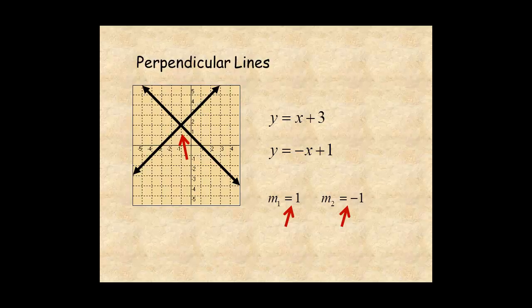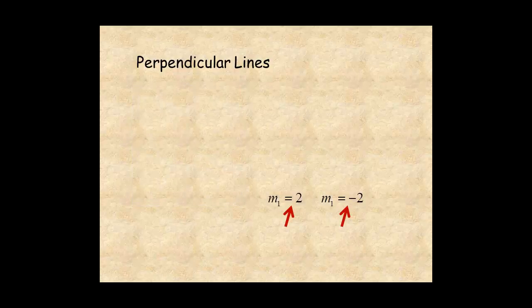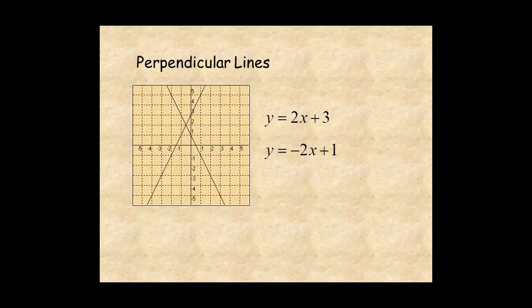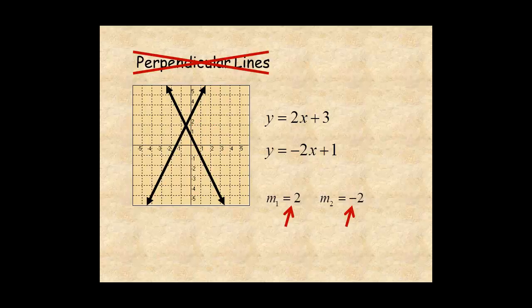However, be careful. This is not true for other integer slopes. Notice 2 and -2 are not negative reciprocals. For example, the lines y equals 2x plus 3 and y equals -2x plus 1 are not perpendicular. 2 and -2 are not negative reciprocals of each other.